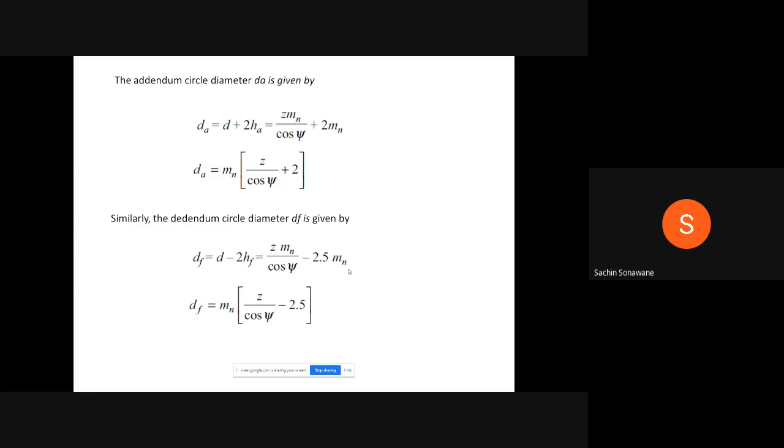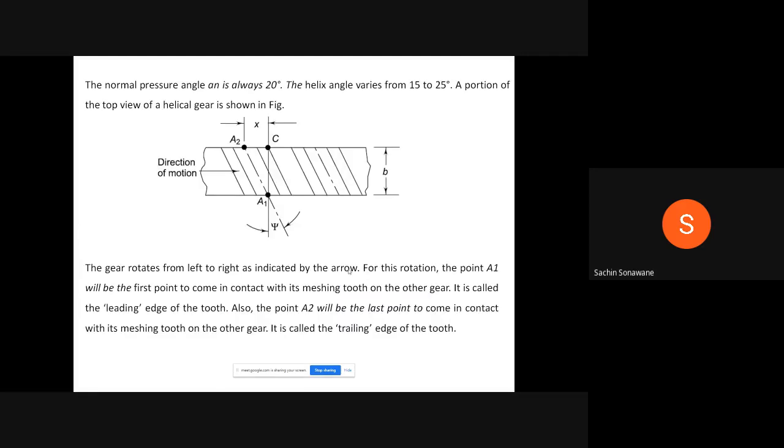Therefore, I think you have written this. The normal pressure angle alpha n is always 20 degree. The helix angle psi varies from 15 to 25 degree. Therefore, a portion of the top view of the helical gear is shown in figure. This is the helix angle psi. The gear rotates from left to right as indicated by the arrow. Left to right direction of motion.